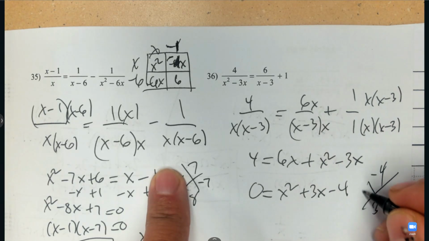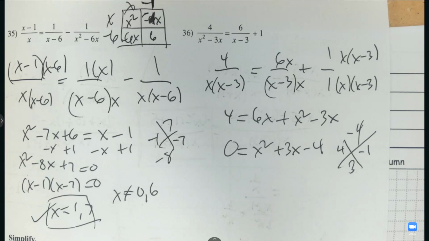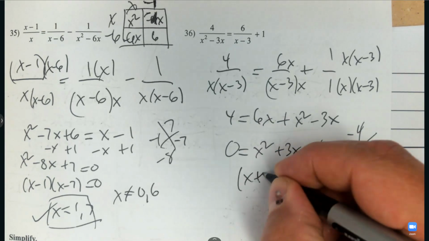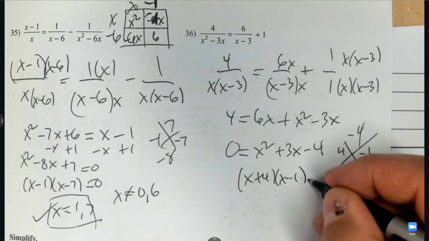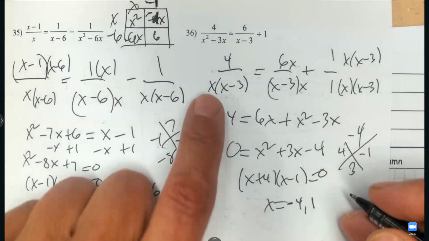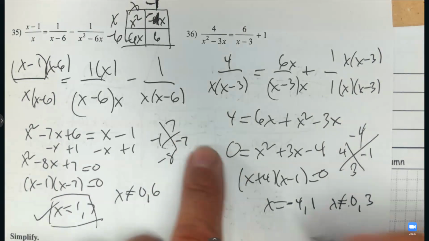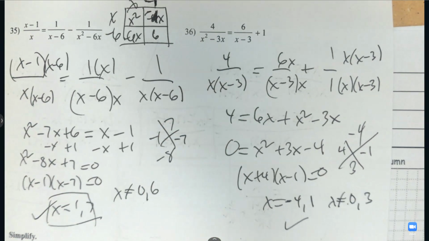I'm going to factor it. So the two numbers that multiply to negative 4 and add to 3 are 4 and negative 1. And then my solutions are negative 4 and positive 1. If I look here, what can x not equal? It's 0 and positive 3. So both of those are good answers.